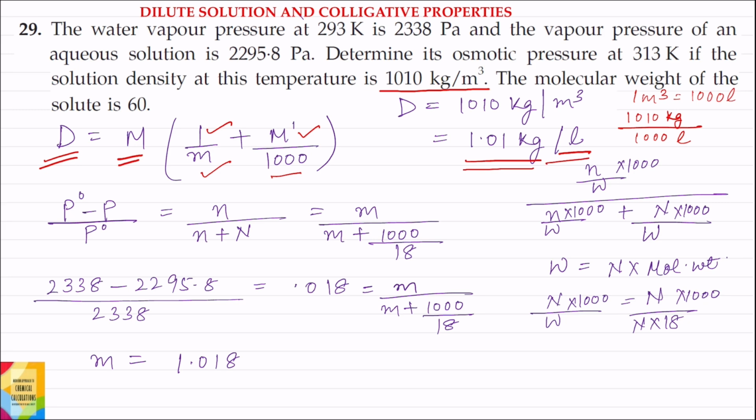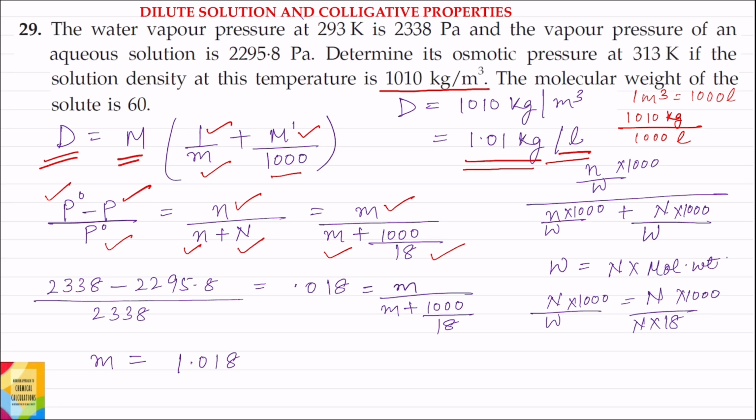Now relative lowering of vapor pressure, that is vapor pressure of pure solvent minus vapor pressure of solution divided by vapor pressure of pure solvent, is equal to mole fraction of solute. Mole fraction of solute is moles of solute divided by moles of solute plus moles of solvent, and this is also equal to molality of the solution divided by molality of solution plus 1000 by 18. Now n divided by n plus N is equal to m divided by m plus 1000 by 18.